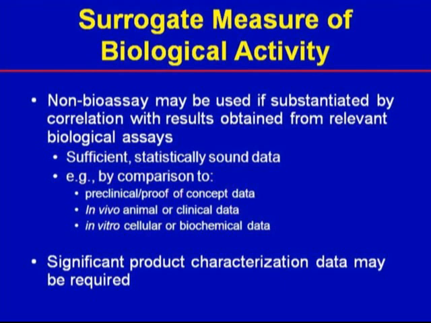Correlations should include sufficient statistically sound data and may include a comparison to preclinical proof of concept data, to in vivo animal or clinical data, or to in vitro cellular or biochemical data. Because a significant amount of data may be required to support correlations, we recommend that you initiate product characterization studies during early product development.